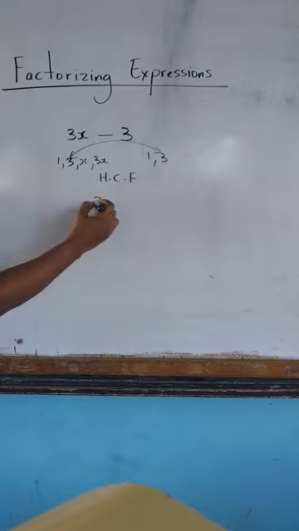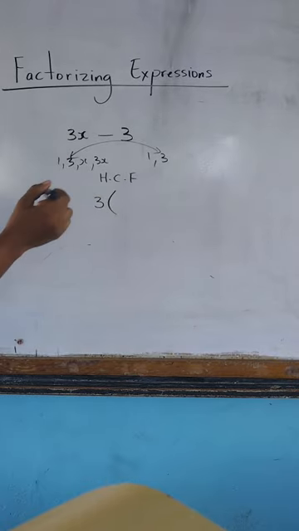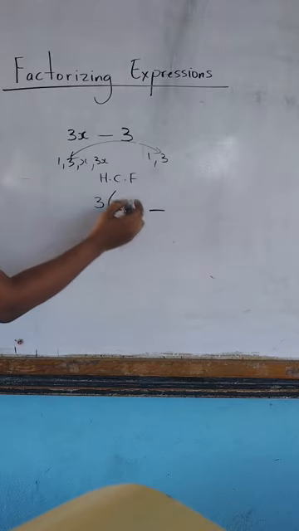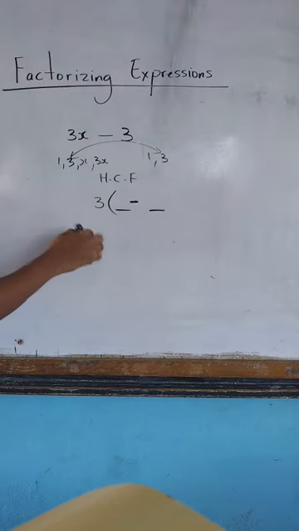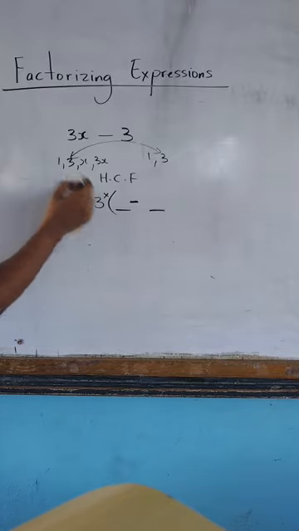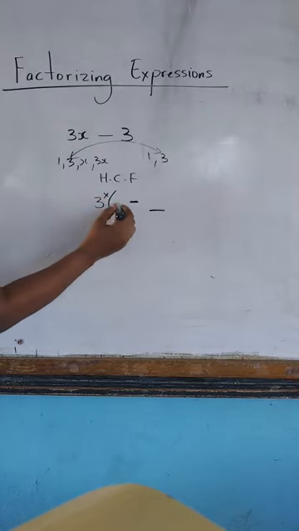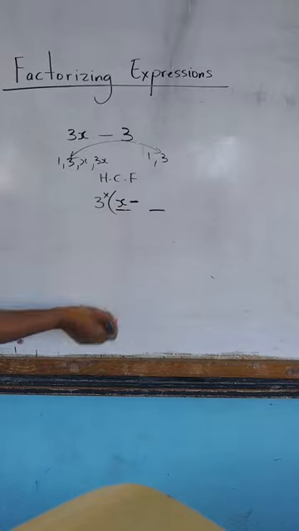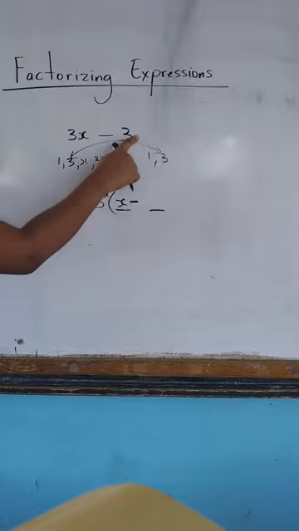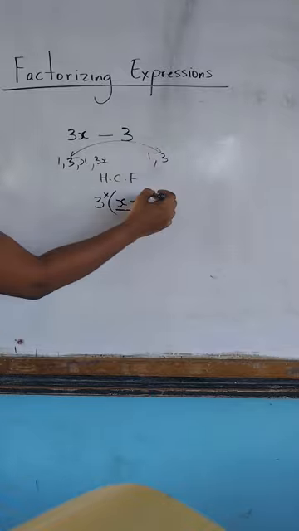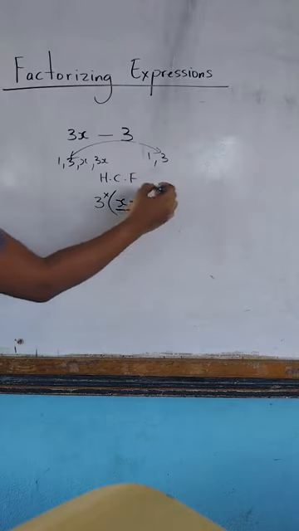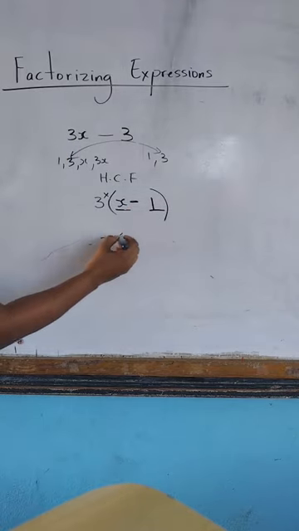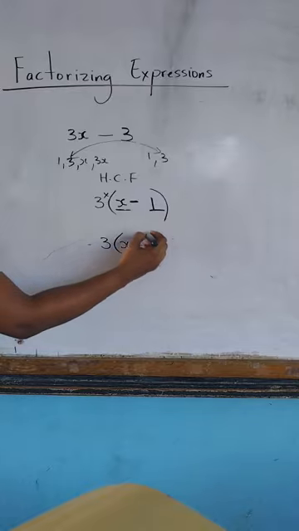I'm going to put 3 on the outside. 3 will multiply what? There are two terms here, so I'm going to account for my two terms and my subtraction. For the first term, what does 3 multiply to give me 3x? 3 will multiply x to give me 3x. So this term here would have been x. What does 3 multiply to give me 3? 3 multiplies 1 to give me 3. So the factorized version of this expression would have been 3 open bracket x minus 1.